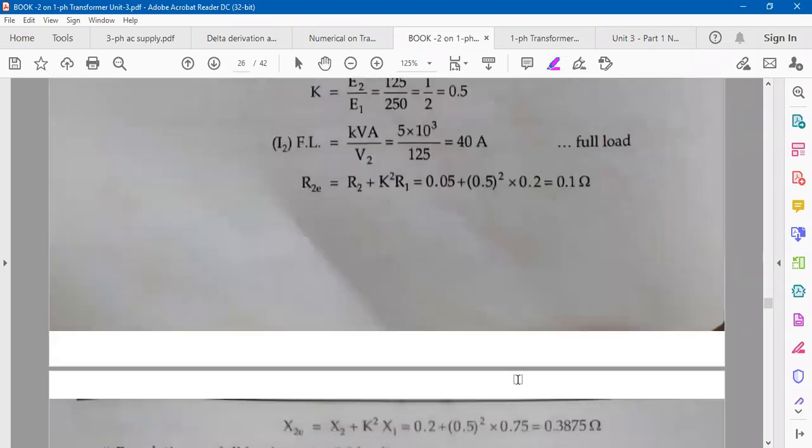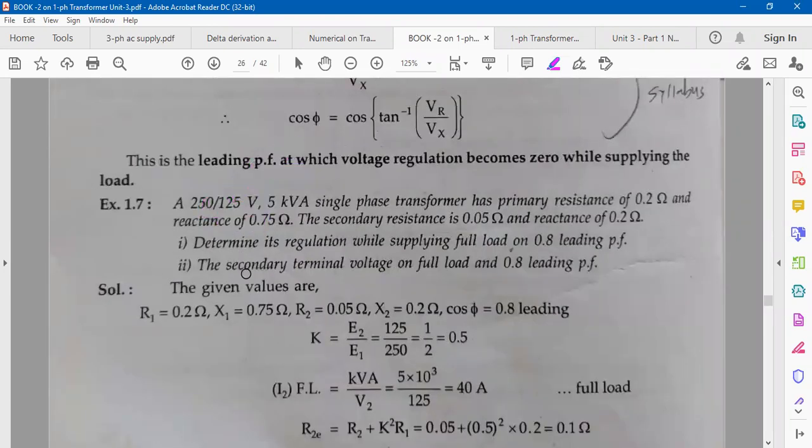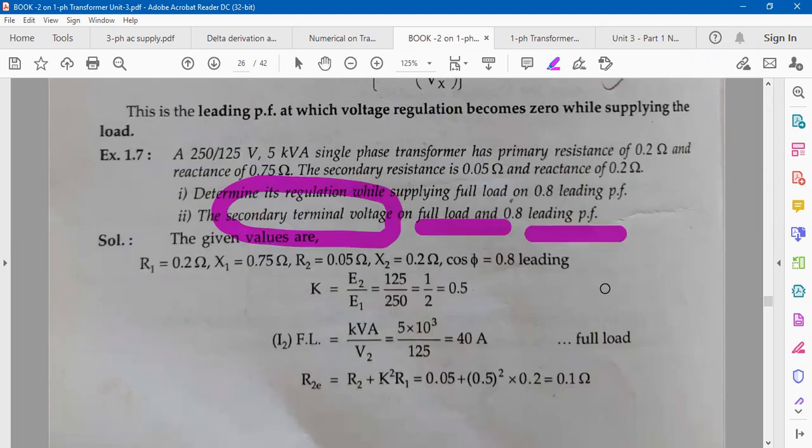Okay. Now what have you been asked? Not the E2, but the secondary terminal voltage on full load. Whenever you load the secondary with full load, how much is the voltage across that full load? That is called the secondary terminal voltage. Secondary terminal voltage is nothing but the voltage across the load. And how much load? Fully loaded. So for full load, 0.8 leading power factor.